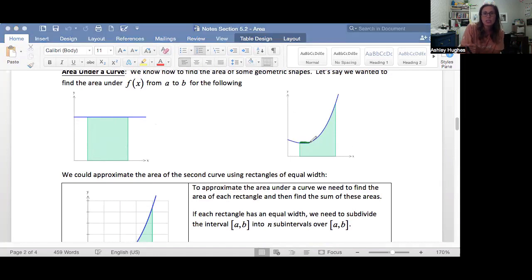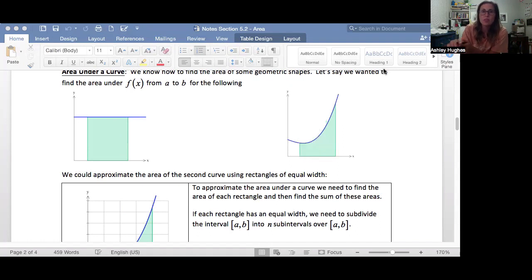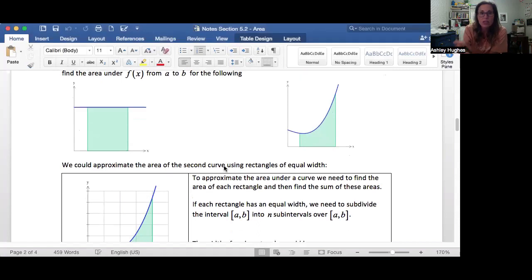It's tricky because I could use this height, or I could use the height from over here, but I'm going to have big error. If I say that this is my area, I get this whole area. So I'm counting a lot that's not there. Or if I do the left-hand side, I'm not counting a lot of the area that's there. So you can use more rectangles to get a more accurate approximation of the area.